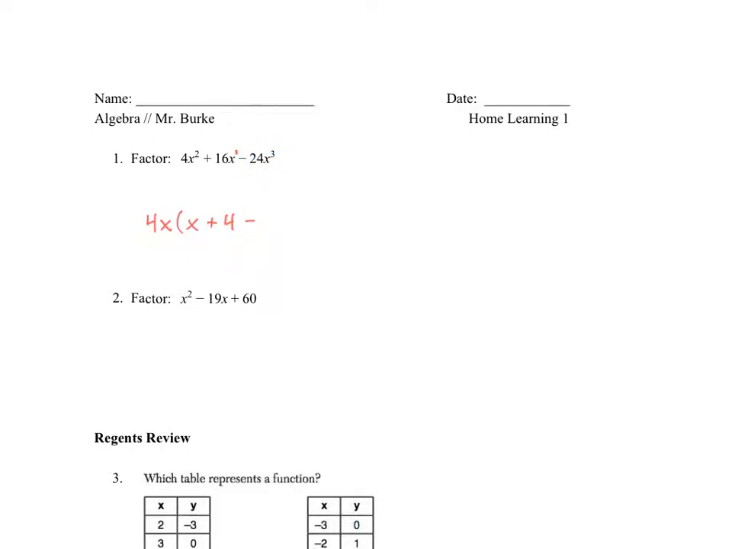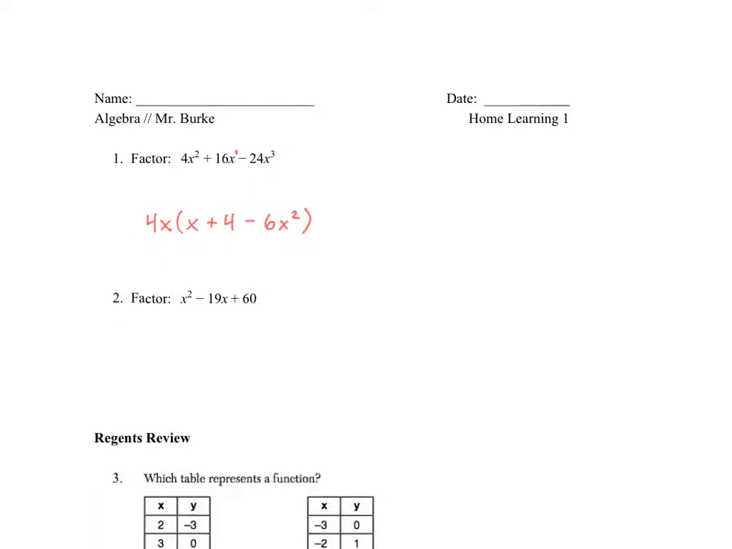Well, I have to multiply 4 by 6 in order to get 24, and I have to multiply x by x squared in order to get x cubed. 4x times 6x squared gives me 24x cubed, and that would be it. There's your answer right there.